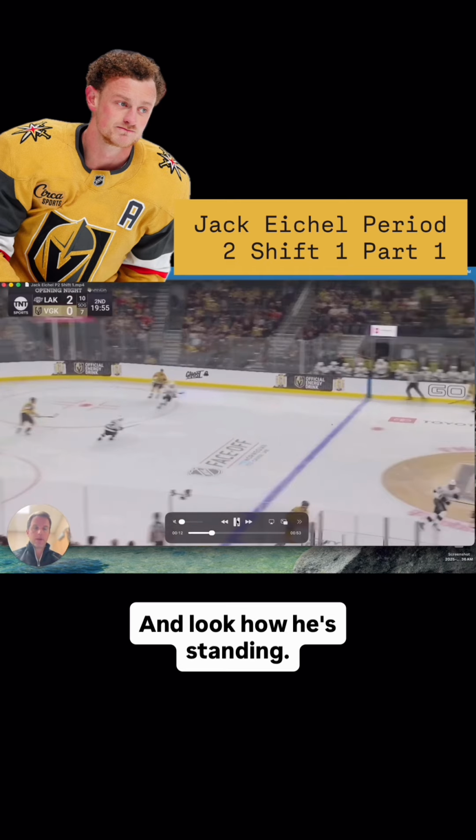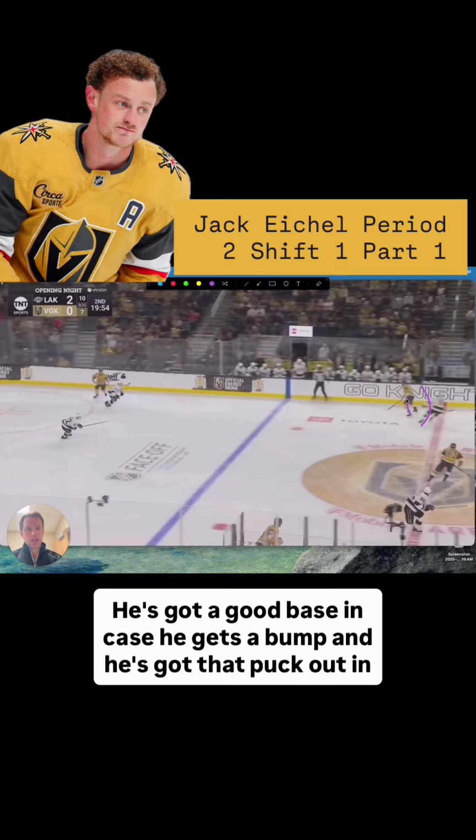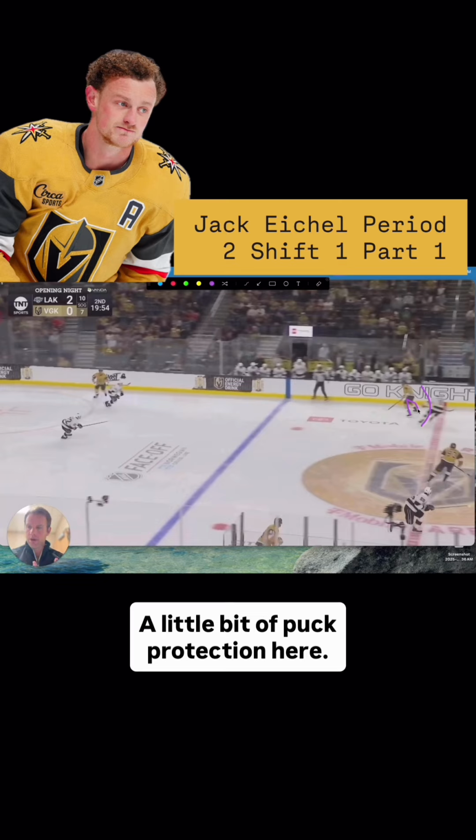They move it straight up, and look how he's standing. He's got his back turned to the other player. He's in good protection. He's got a good base in case he gets a bump, and he's got that puck out in front of him. A little bit of puck protection here.